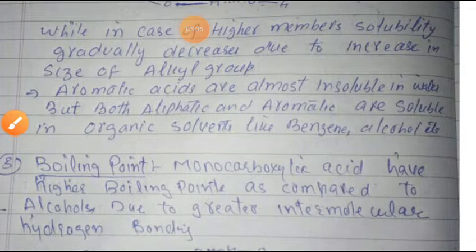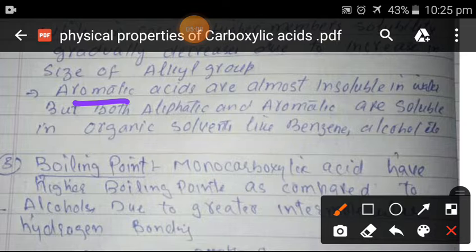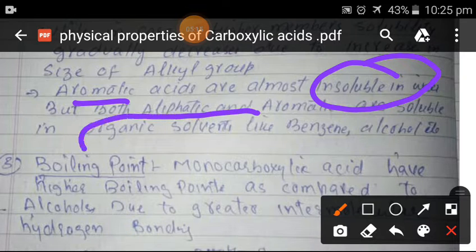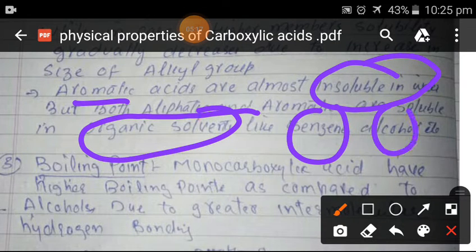But in the case of aromatic acids, the aromatic acids are insoluble in water, but they are soluble in organic solvents like benzene, alcohol, ether, etc.